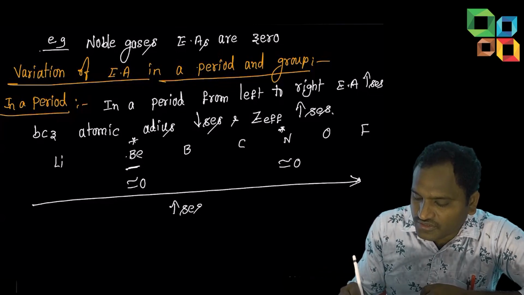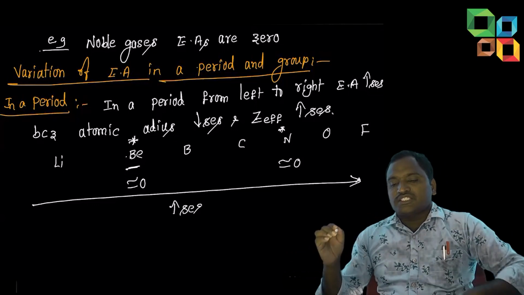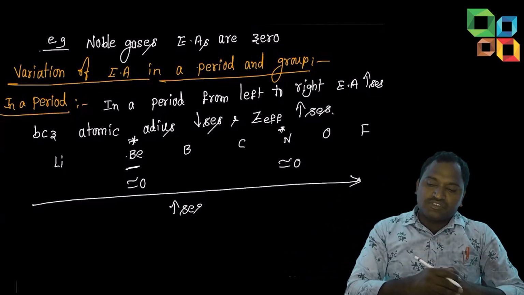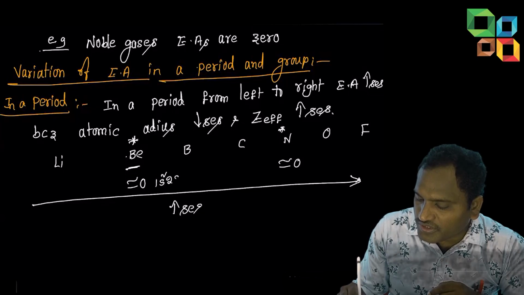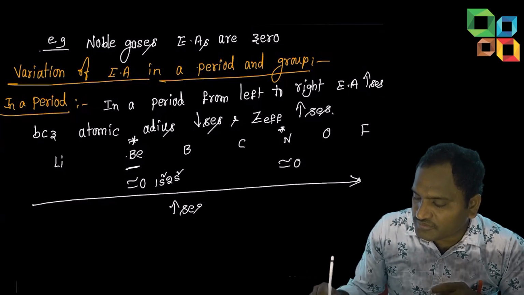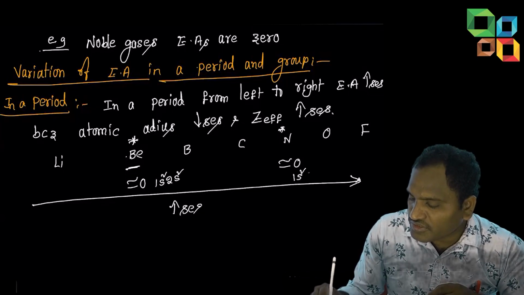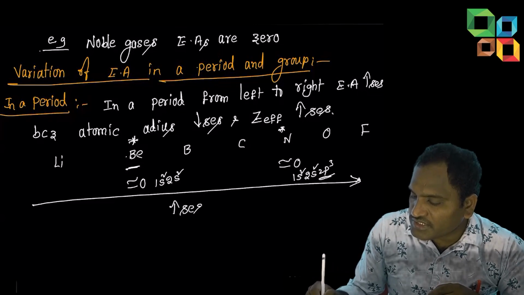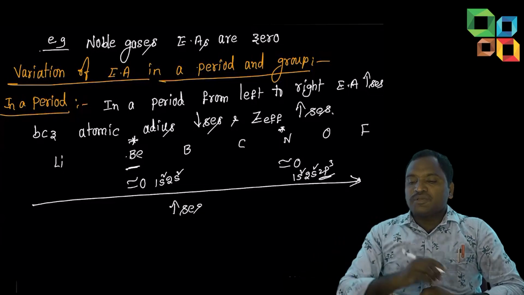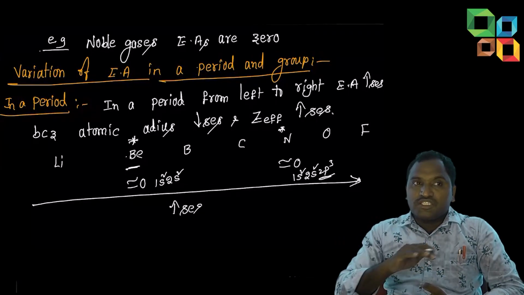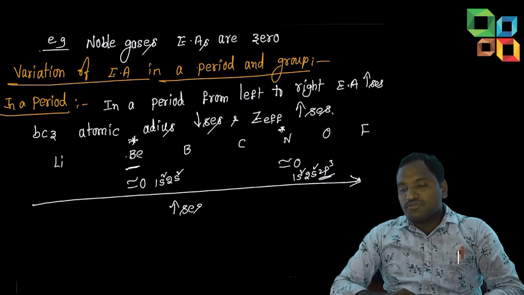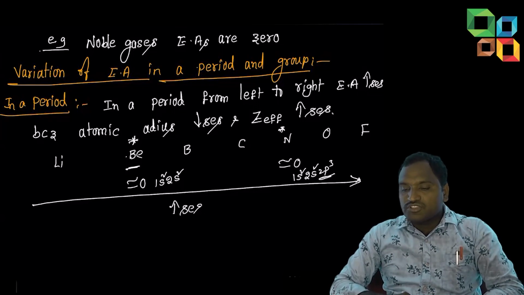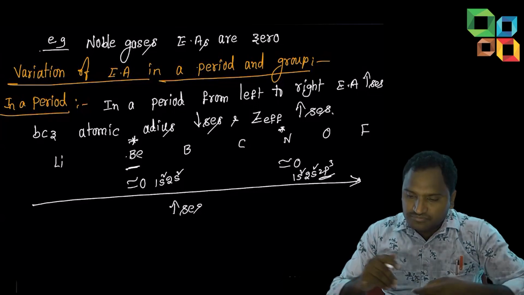Star mark cases are there, no? Those are the exceptions. Here the stable configuration is 1s2, 2s2, with the s orbital completely filled. For nitrogen, atomic number 7, 2s2 2p3, so p is half filled. Both are stable configurations only. So generally it increases, and some exceptions are there. Even the electron affinities of noble gases are equal to 0.